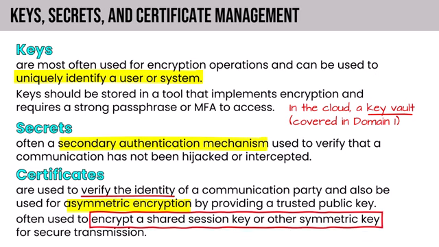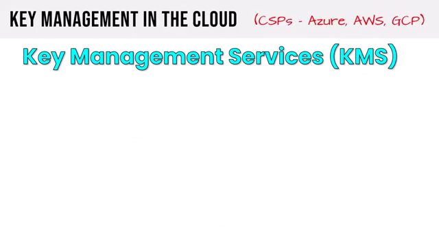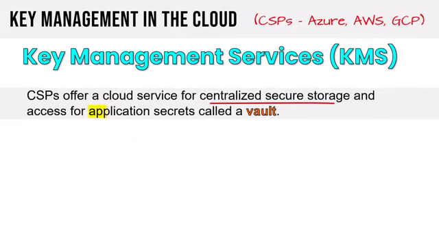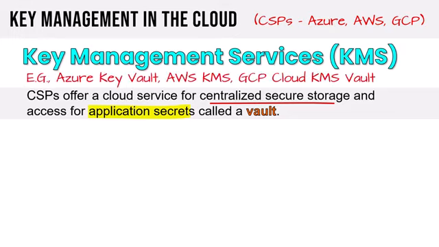Next up, we have key management services. So all your CSPs offer a cloud service for centralized, secure storage of application secrets called a vault. And in Azure, that's Key Vault. In AWS, it's called Key Management Services. In Google Cloud Platform, it's Cloud KMS Vault.